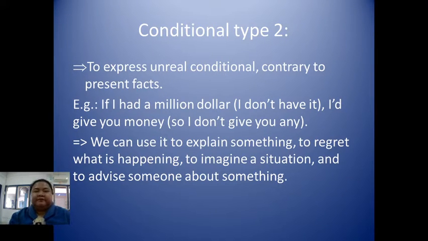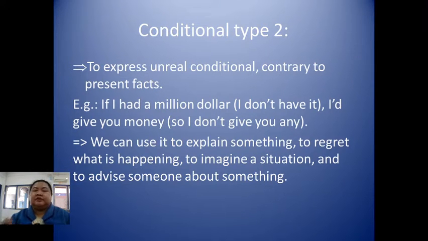So in here, I give you the recap of what you have in your book in chapter 4, if I'm not mistaken. So conditional type 2 is to express unreal conditional contrary to present facts. Like in here, another example I give: if I had $1 million, which I don't, I'd give you some money. So that's why I don't give you any, because the fact is I don't have the $1 million, okay?